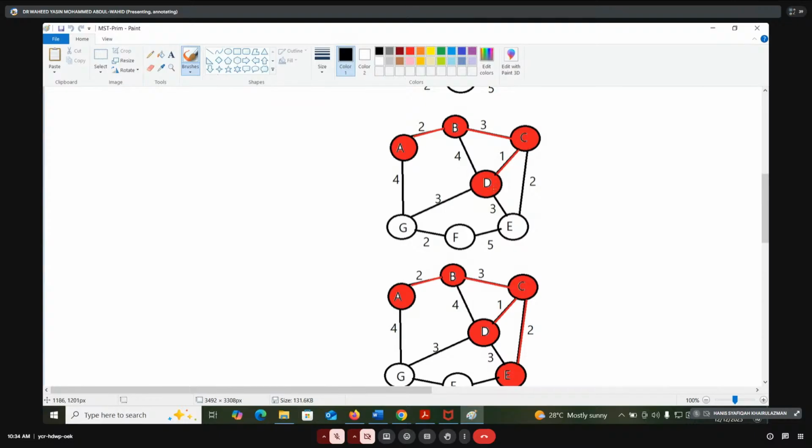So here D. Then from D I have what? 3. And I have here C 2. And here I have 3. And here I have 4. So what is the minimum? It is 2, CE. So I will select CE.